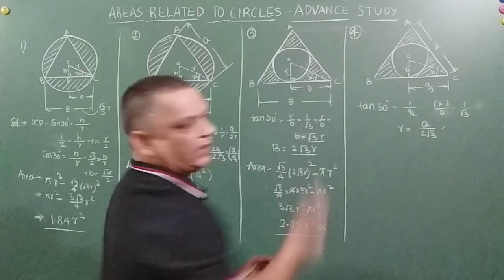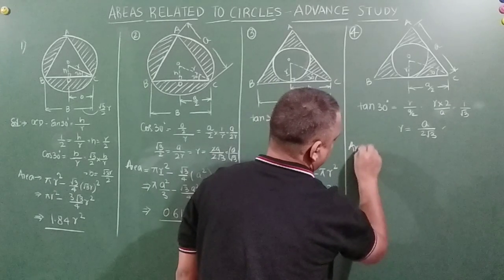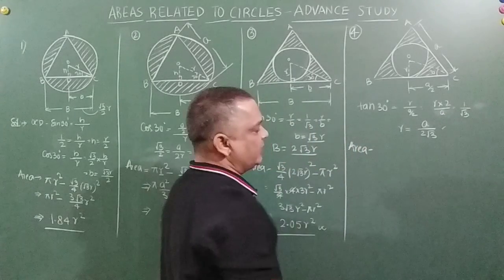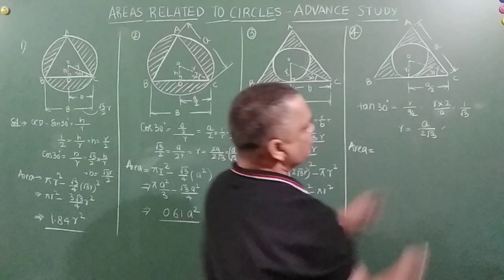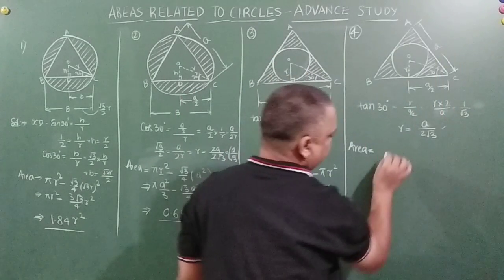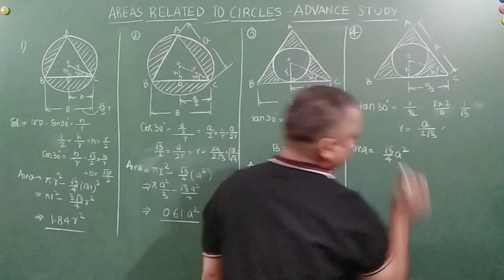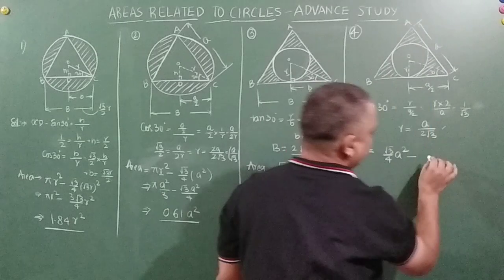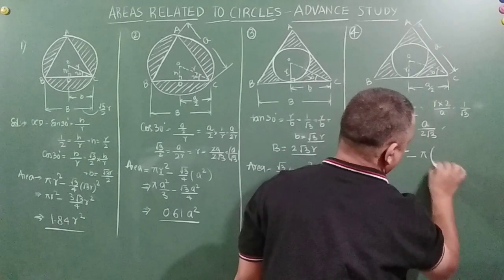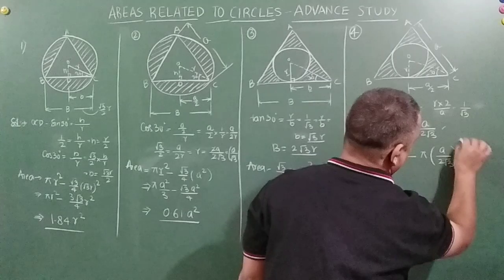Now we can find out the area of the shaded region. Area of the shaded region is nothing but area of triangle minus area of circle. See, friends, the triangle side is already given. So that is equal to root 3 by 4 into A square minus area of circle, that is pi r square, pi into A by 2 root 3 whole square.